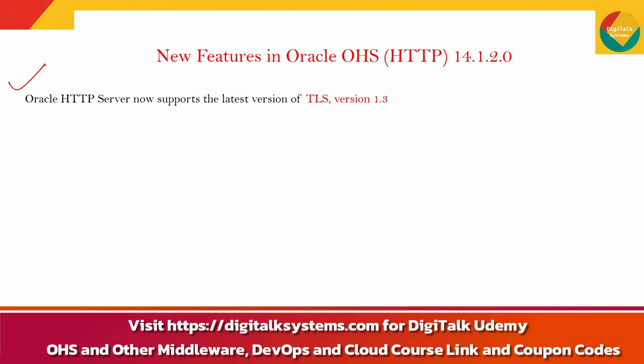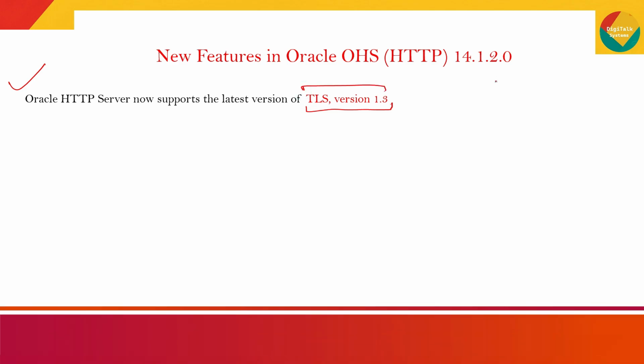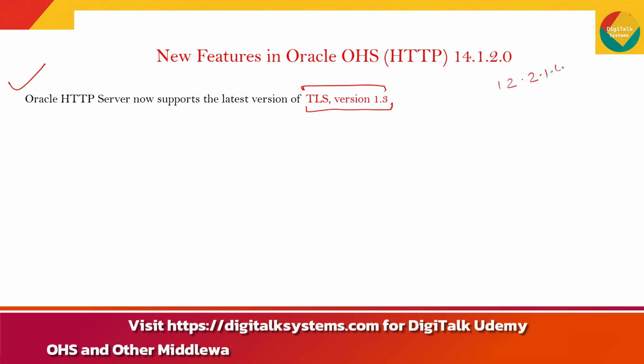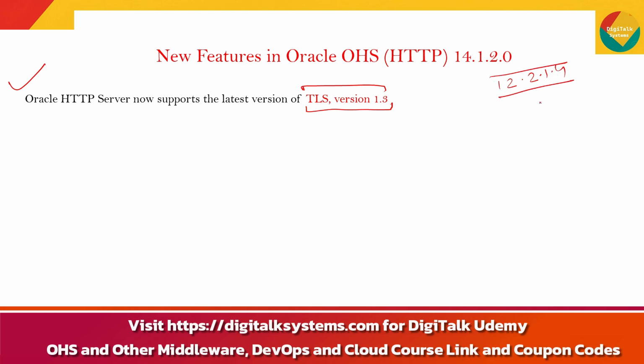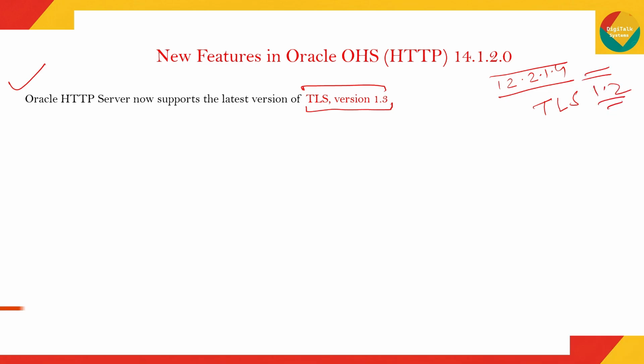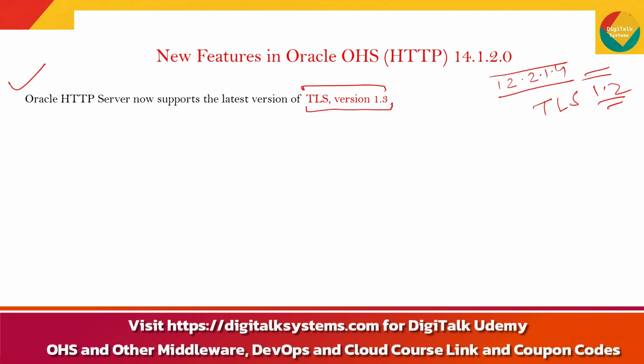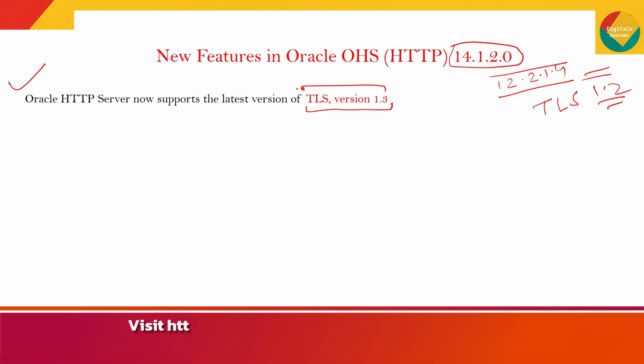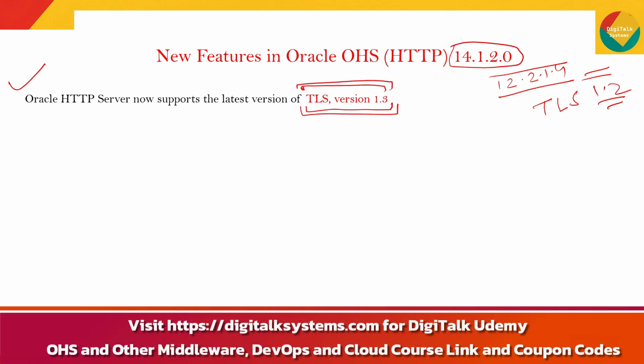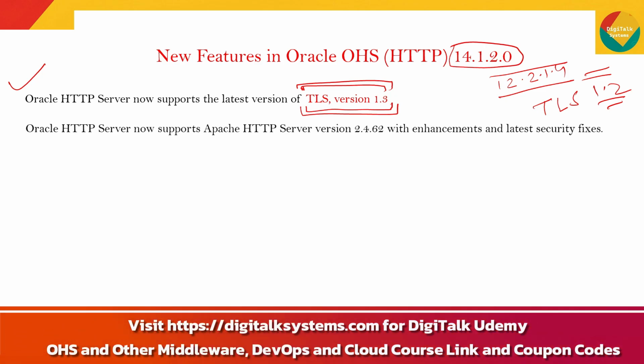The very first thing is that Oracle HTTP Server now supports the latest version of TLS, 1.3. Till 12.2.1.4, as far as I know, the highest supported TLS version was 1.2. Even though I saw some contradictions in documentation claiming 12.2.1.4 supports 1.3 as well, I don't think TLS 1.3 was supported there. So now in 14.1.2.0, TLS 1.3 is fully supported, which is the protocol we use for securing the applications.